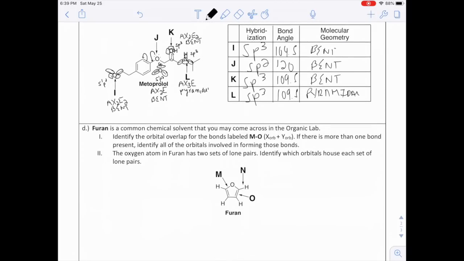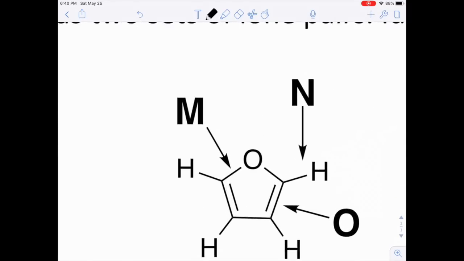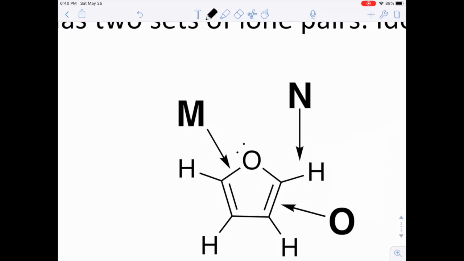Furan is a common chemical solvent that you may come across while you're in the organic lab. The first thing we want to do is identify the orbital overlap for the bonds labeled M through O. If there is more than 1 bond present, we want to identify all the orbitals involved in forming those types of bonds. The first thing you want to do with this is classify the hybridization scheme. Let's look at M. There are going to be 2 lone pairs on the oxygen. On that oxygen, we see that there is 1 lone pair, another lone pair, 1 single bond, and 1 single bond. So we're thinking sp3.